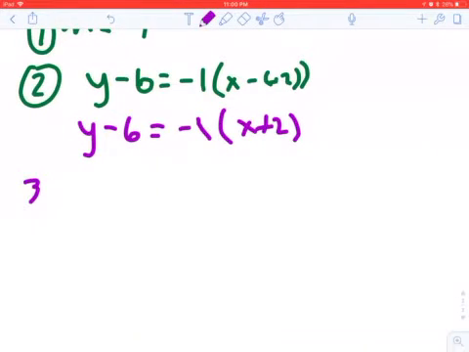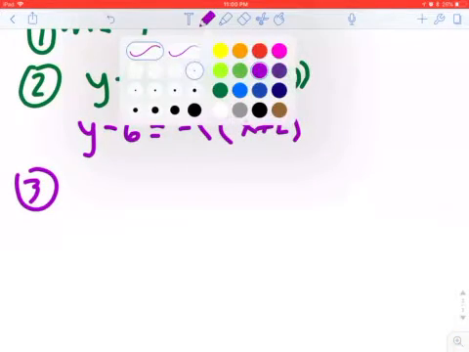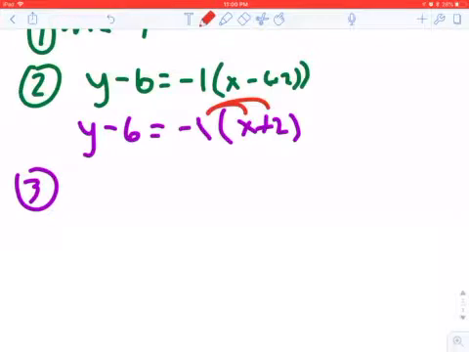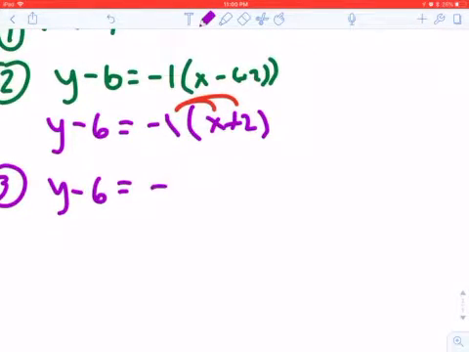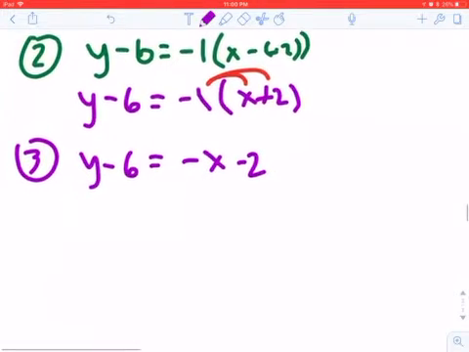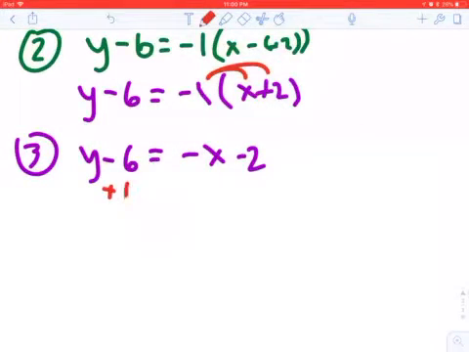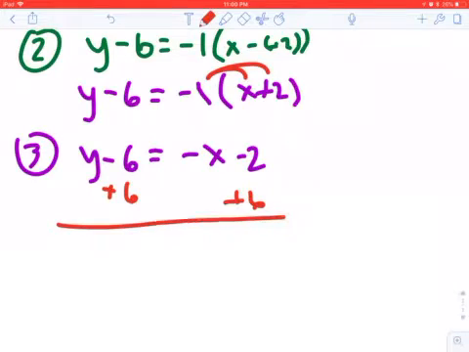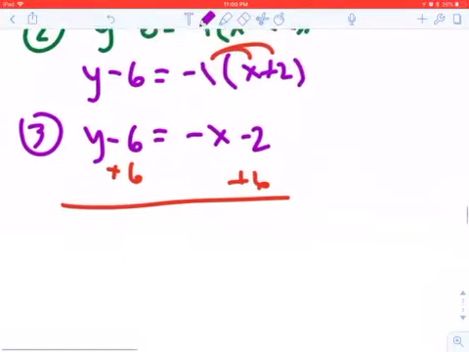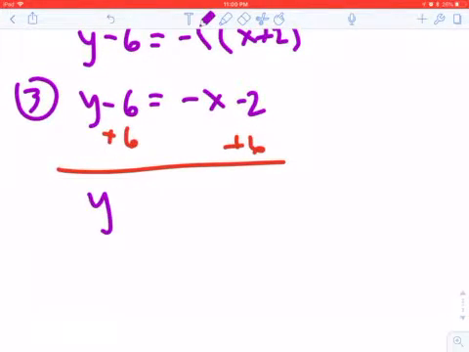And now third step, I'm going to distribute. So y minus 6 is equal to negative x minus 2. And then plus 6 to both sides. Y is equal to negative x plus 4.